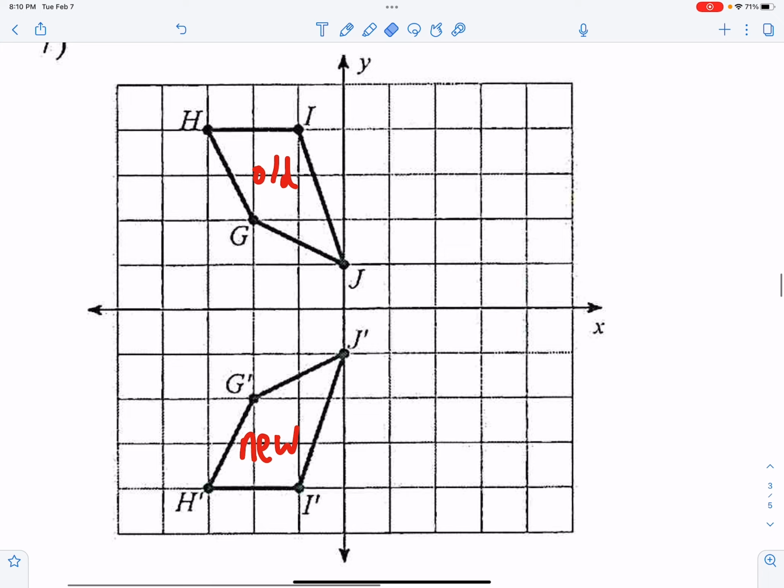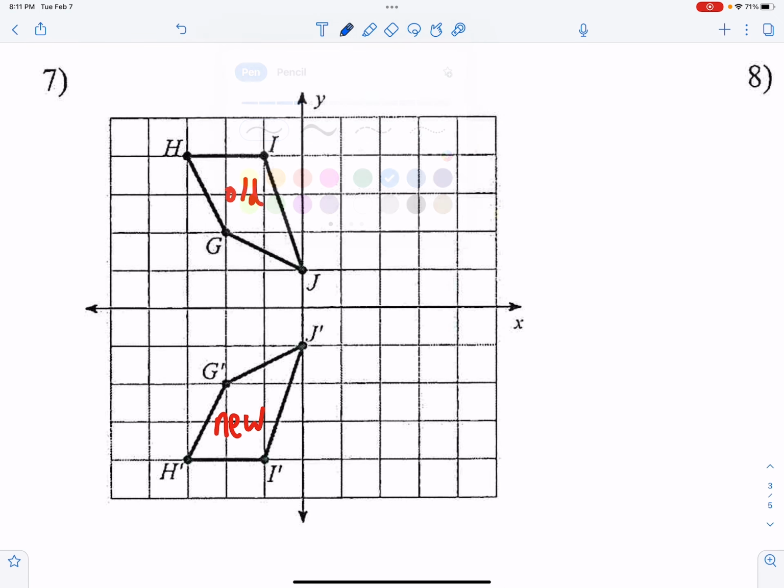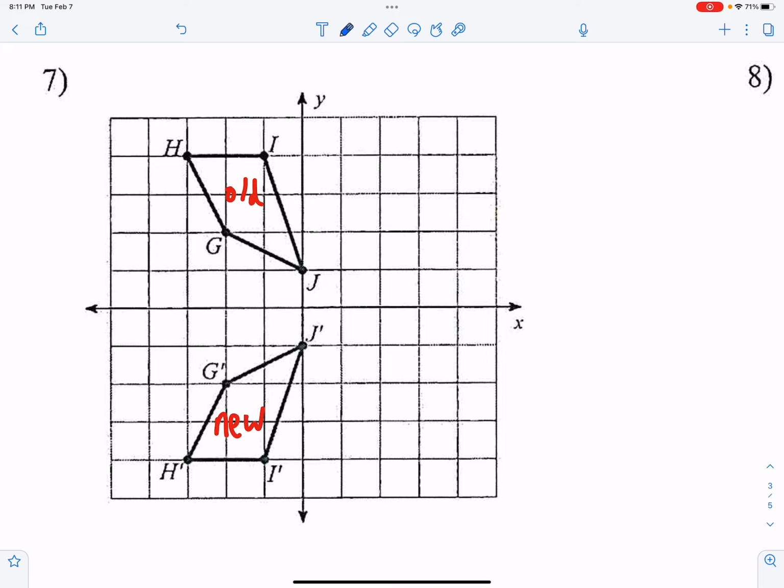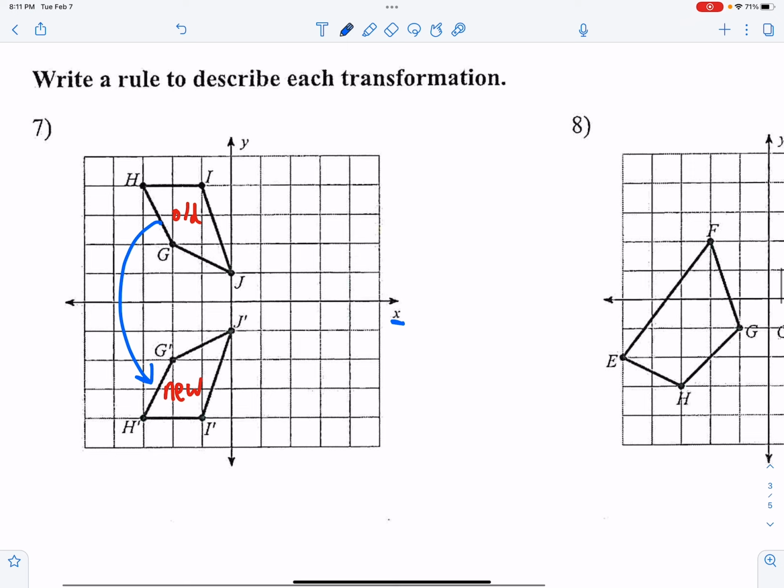And if you look right here, just by taking a look at it, you can see that this shape, where did it cross? It crossed over this line. It had nothing to do with this line. Nope. This old shape was simply flipped over here. So it's flipped over the x-axis. So all you would say is, what transformation occurred? A reflection over the x-axis. All right?